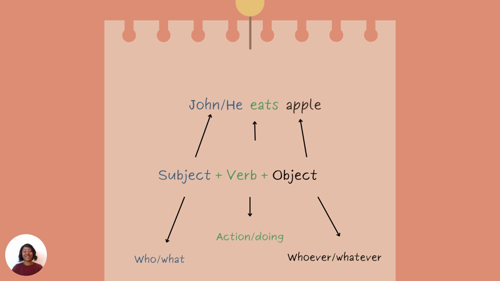Let's look at another example. John or he eats apple. John is the subject. He is doing an action or verb, which is eat, to something, to an object. Apple. John eats apple. A who is doing an action to something. Okay? Subject, verb, object.